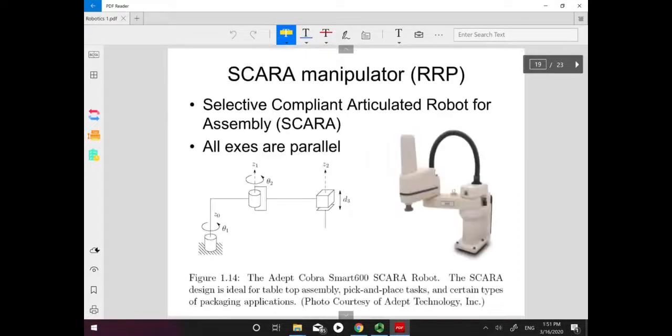Okay. And the next one is the SCARA manipulator. If we take a look at this photo, let's do a quick analysis of the joints of this manipulator.